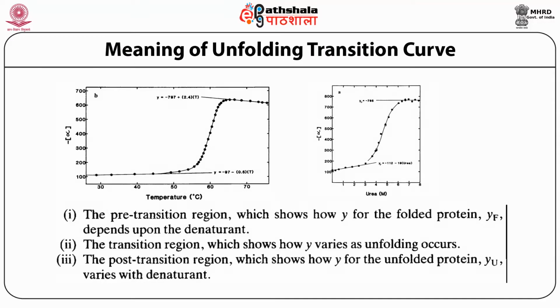What is the meaning of the unfolding transition curve? The unfolding transition curve has three regions. First is the pre-transition region, which shows how the Y value of the folded protein, YF, depends on the denaturants. The second is the transition region, which shows how Y varies as unfolding occurs. And the third is the post-transition region, which shows how Y of the unfolded protein, YU, varies with the denaturants.